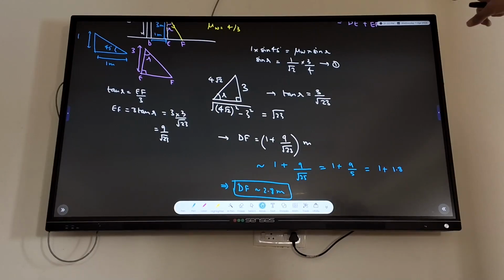What is the length of the side between the perpendicular? Now we found sine for this angle, right? So this is the hypotenuse. Theta is equal to sine inverse of 3 by 4 root 2, and we found this side to be 3, which is based on the length of the rod.